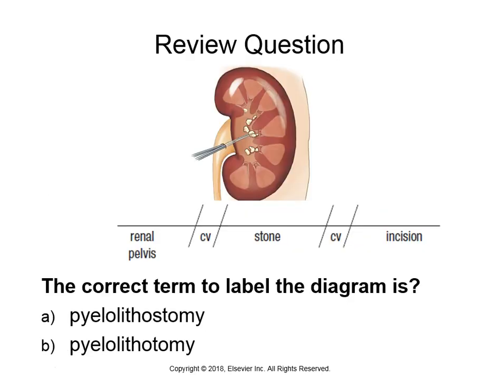Okay, so to review, looking at this diagram, in this case, they're making an incision into the renal pelvis to get a stone. So this one would be hopefully B. The only difference is an S. This is why spelling is so important. A pyelolithotomy is surgical incision to remove a stone. Ostomy would be creating an artificial opening to remove a stone.